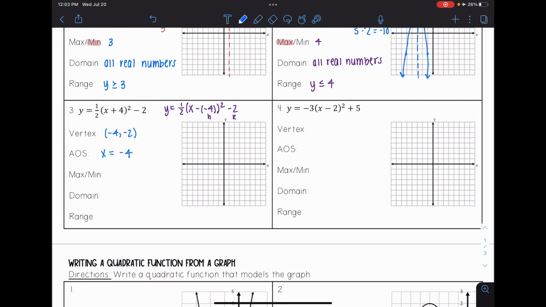Next, I want to find my max/min value, so I need to look at my a. My a value here is 1/2, which is positive, so this is going to be a minimum, and it's going to happen at the y value of my vertex, which is negative 2. Domain is always all real numbers. And then for my range, just my y values, since I have a minimum, it's going to be y is greater than or equal to k, which here is negative 2.